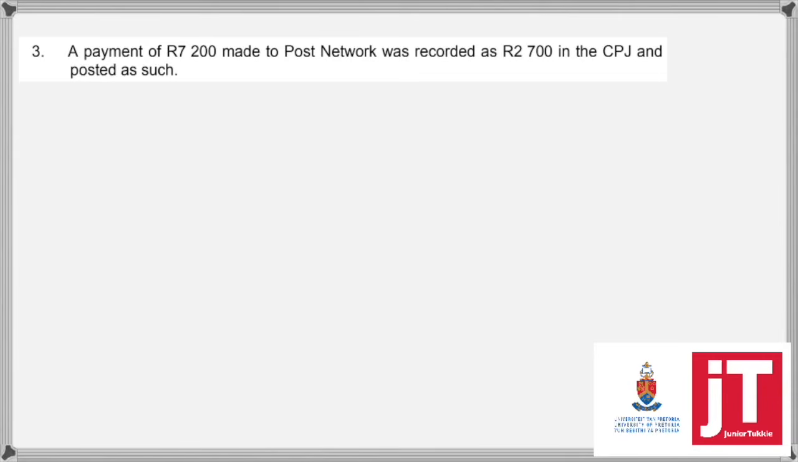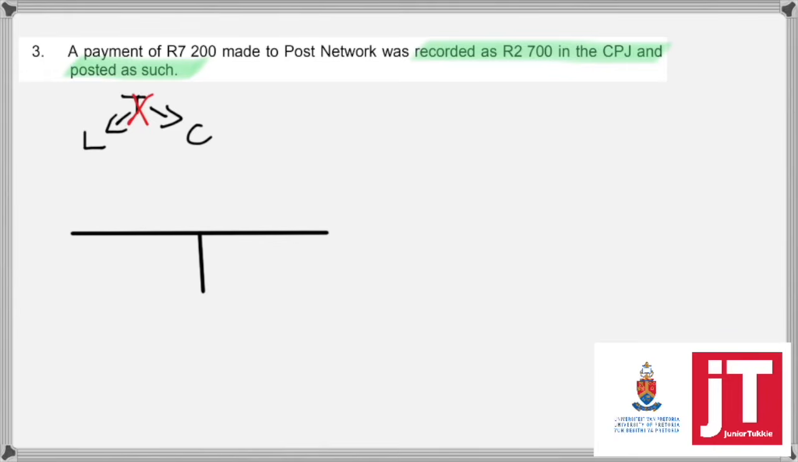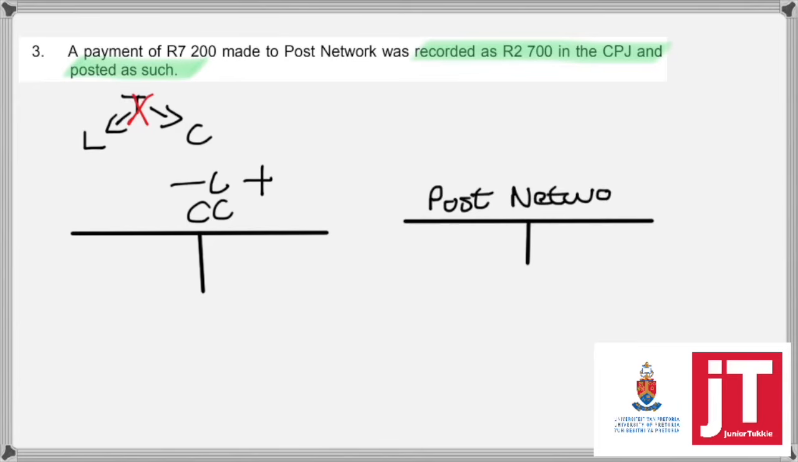Transaction number 3. A payment of 7,200 made to Post Network was recorded as 2,700 in the CPJ and posted as such. This means that we made a mistake with the transaction when posting it to the journal. We need to correct it in the creditors control account as well as in the individual's account in Post Network. So a payment appears on the debit side. Why on the debit side? Because we owe them less money.